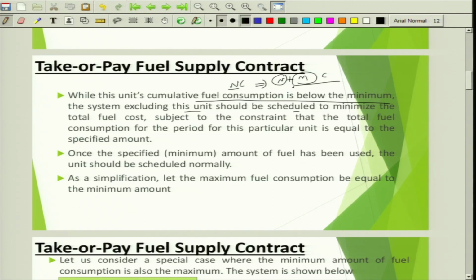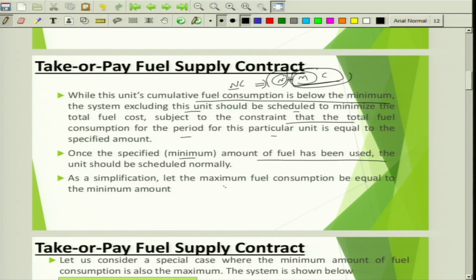That means you exclude this constraint generator where the fuel constraint is there, and then you have the minimum cost associated. Carry out what is the bare minimum cost that the rest of the generators can operate at, subject to the constraint that the total fuel consumption for the period for this particular unit is equal to the specified amount. So that constraint for this generator, whatever bare minimum amount that you need to bear, you have to meet out. Now once the specified minimum amount of fuel has been used, the unit should be scheduled normally. So this amount of fuel that you need to bear, then you dispatch for the rest of the generators.